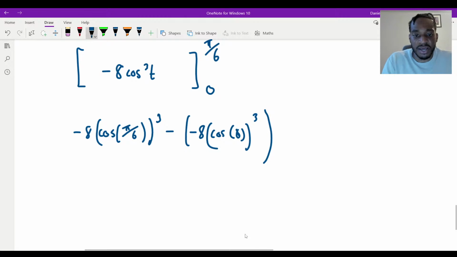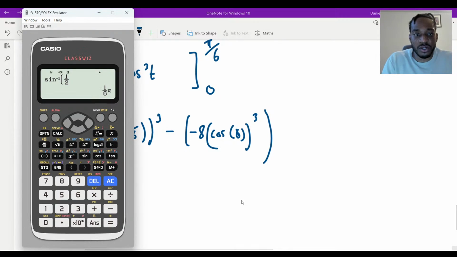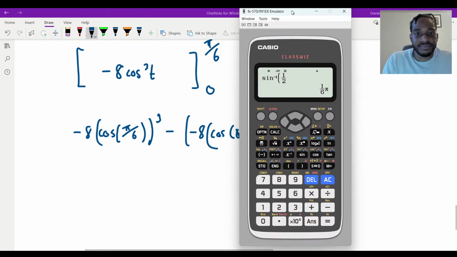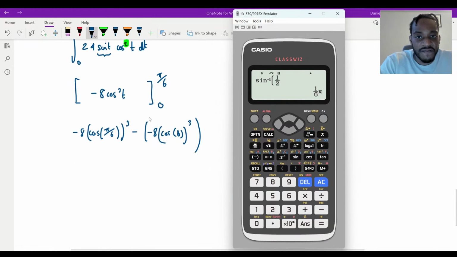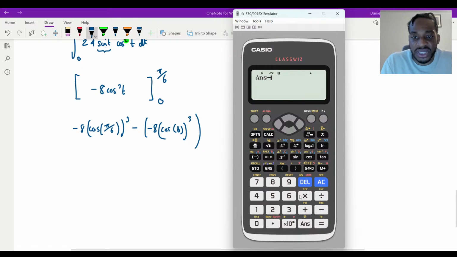So what I'll do is I'll put this into my calculator and see what I get. So I'm just going to put this in. Let me just zoom out so you can see the working out as well, by the way. For that one, the upper limit is going to be minus 8, and then it's going to be bracket cosine of pi over 6, and then it's going to be cubed, like that.